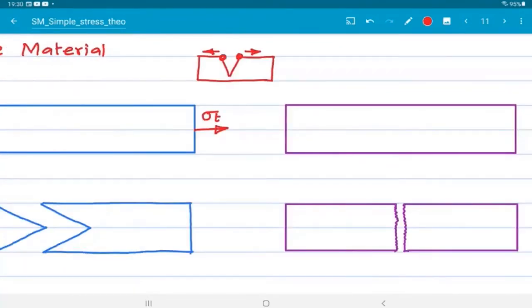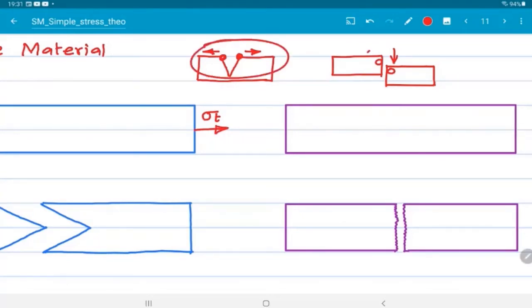Sometimes it will be like this. Initially, these molecules were in contact. After some time, they are sheared off. Material slip. Here the material opens, here the material slips. Slip means shear. Material opening means normal stress or normal failure.